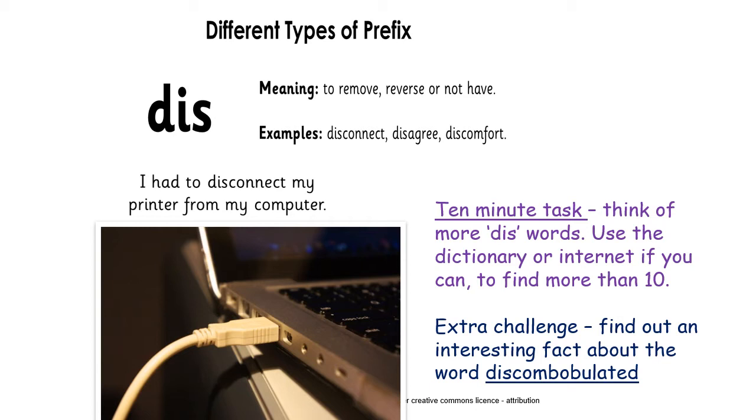They're all opposites. Your 10-minute task is to think of more dis words. Use the dictionary or internet if you can to find more than 10. For an extra challenge, find out an interesting fact about your favourite word, discombobulated.